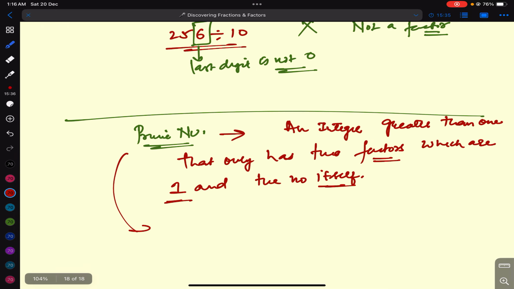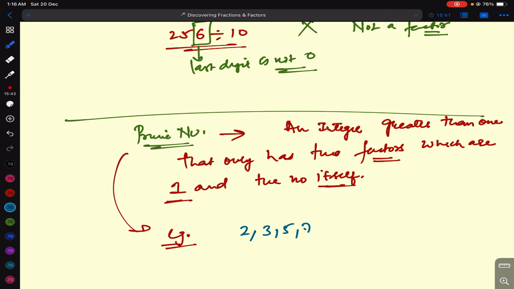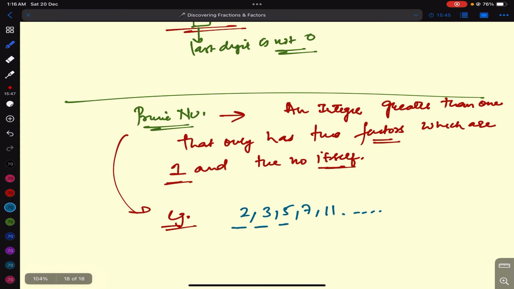And what are the examples here? What are the examples of prime numbers? So 2, 3, 5, 7, 11, and so on. So now if you see these numbers, right? These numbers only have two factors. One is 1 and another one is the number itself. By number itself, I mean to say, suppose we are talking about 2, the factors that it is going to have are 1 and 2. If we are talking about 3, then the factors we are going to have for 3 are 1 and 3.